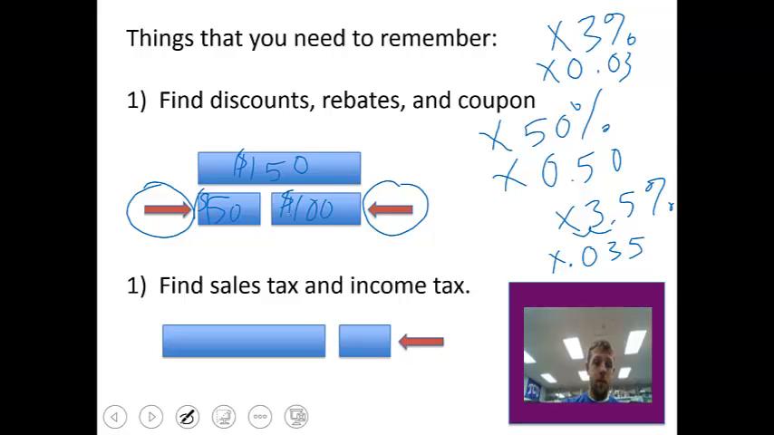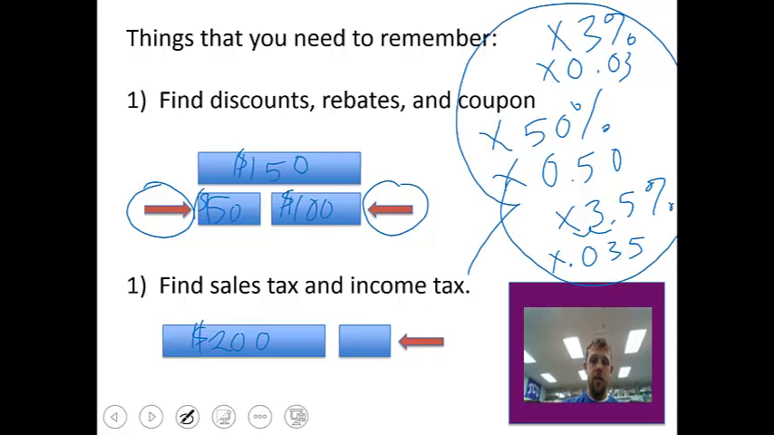For sales tax and income tax, tax is just something that is added on to your bill or your money. So for instance, if I had $200 that I spent, I'm going to have to multiply using these methods in order to figure out the tax. If I had $200 and the tax was 10%, I know that my tax would be $20. And if I wanted to find my price with tax, I would just add 200 plus 20, which is $220. Okay?